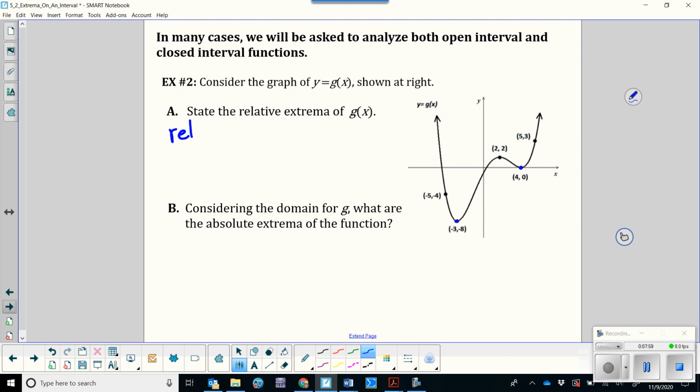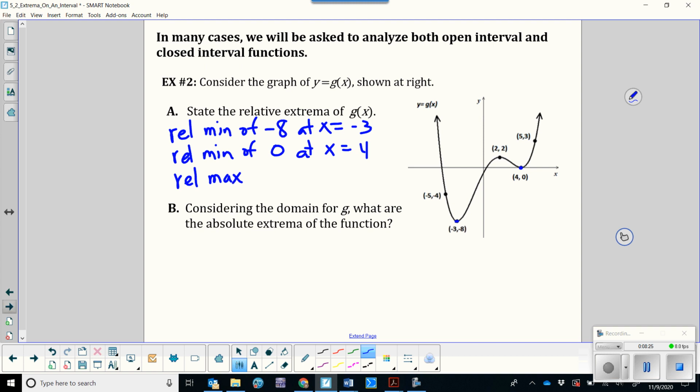So we would say we have a relative min of -8 at x equals -3. We have a relative min of 0 at x equals 4. Again, do not say it's a point. It's never an ordered pair. And then if we have relative max, the relative maximum would be this point right here, because that's the peak that we have. So we have a relative max of 2 that's at x equals 2. Okay, so again, y value, y value, y value.